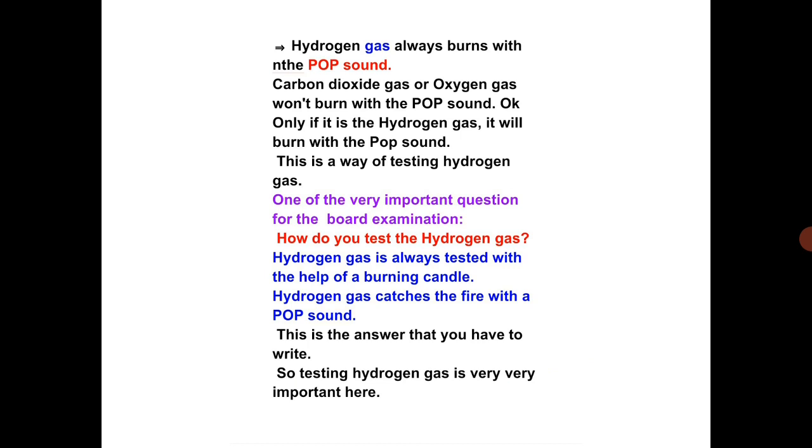Hydrogen gas always burns with a pop sound. Carbon dioxide or oxygen gas won't burn with a pop sound. Only if it is hydrogen gas, it will burn with the pop sound. This is a way of testing hydrogen gas.